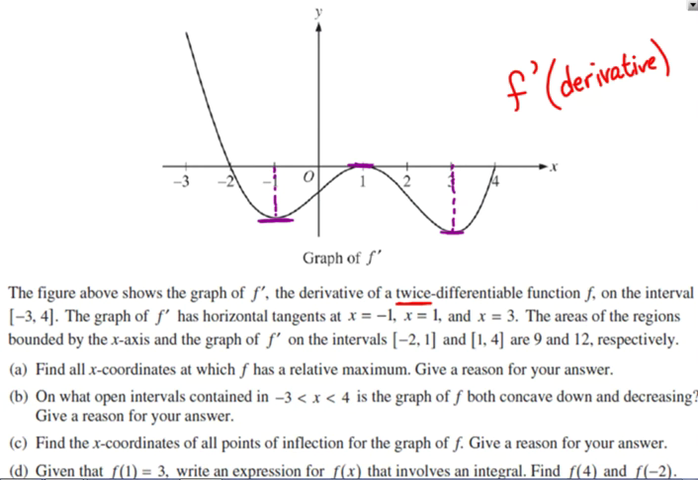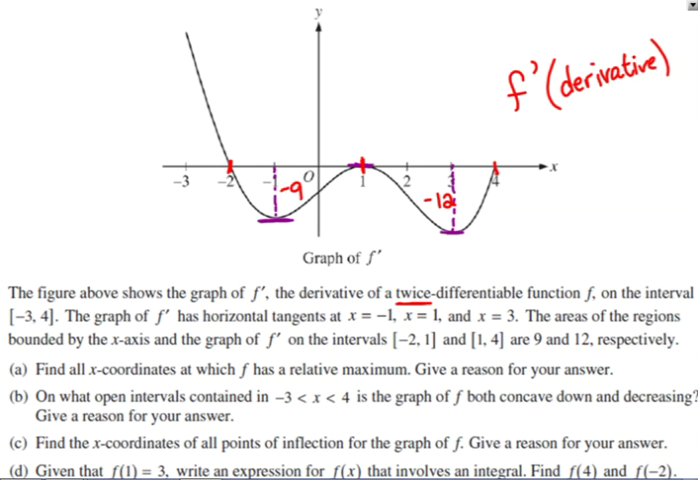The areas of the region bounded by the x-axis and the graph of f prime on the intervals from -2 to 1 and 1 to 4 are 9 and 12 respectively. So I would take that information and put that on my graph as well. Between -2 and 1, that's the area under the curve here. It's under the x-axis, so that's going to be a -9. And from 1 to 4, that's also under the x-axis, so that's going to be a -12. I would go ahead and just put those on my picture. Not entirely sure how I'm going to use them, but it does help to have that visual.